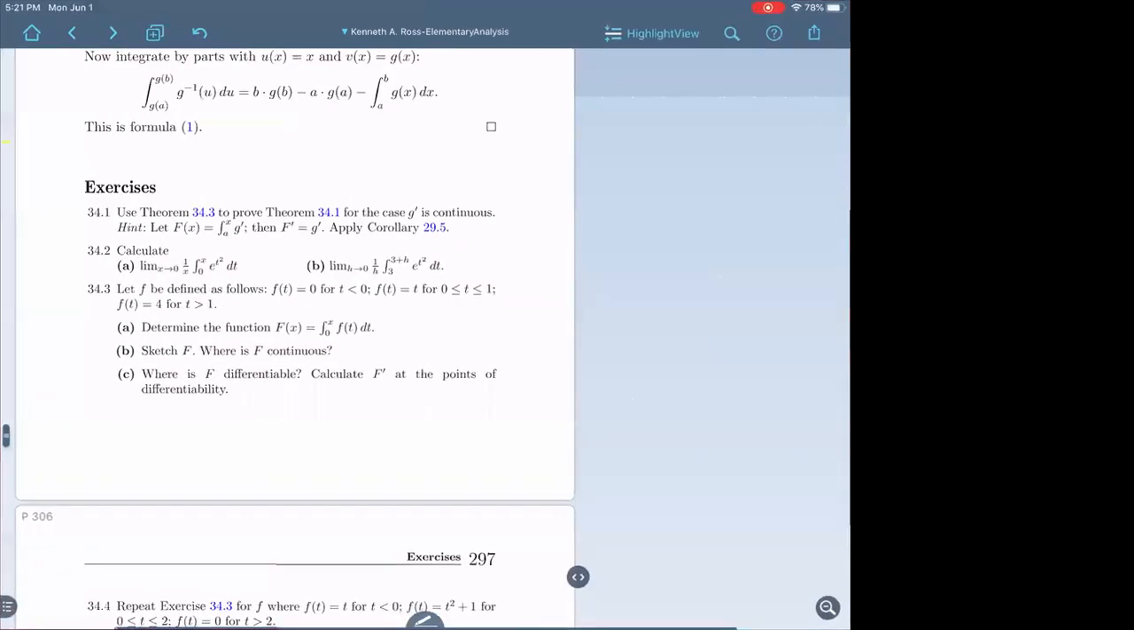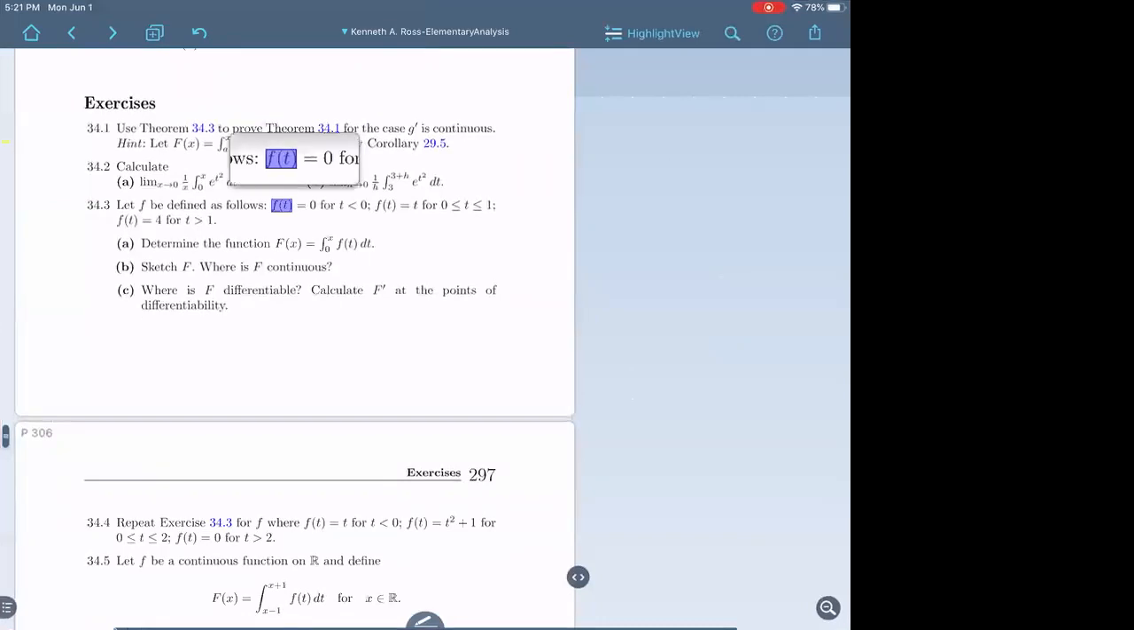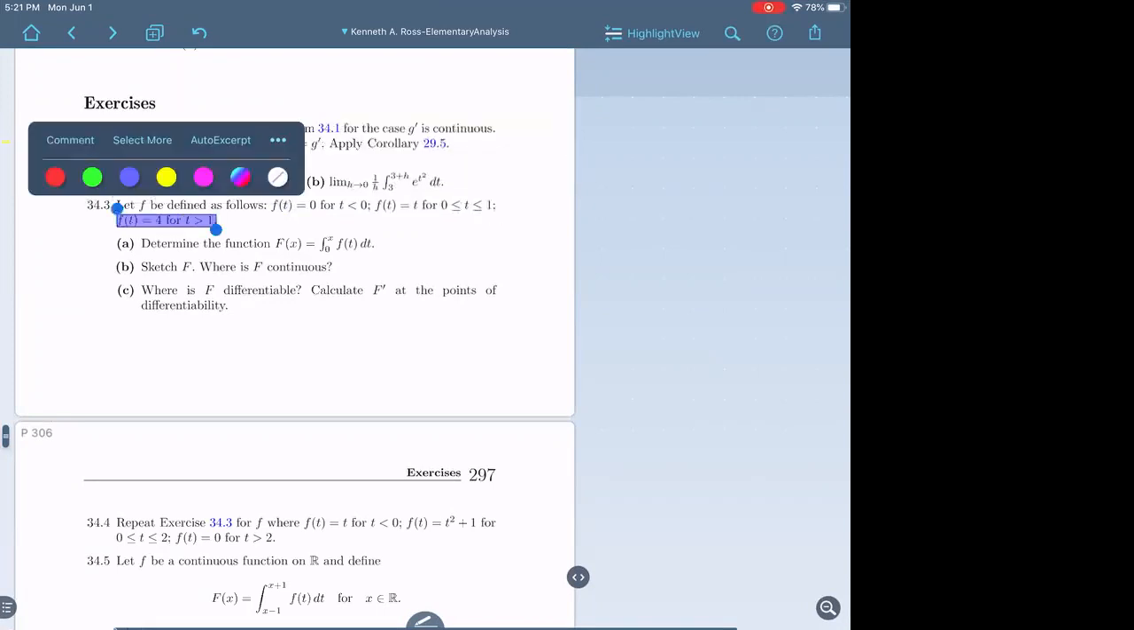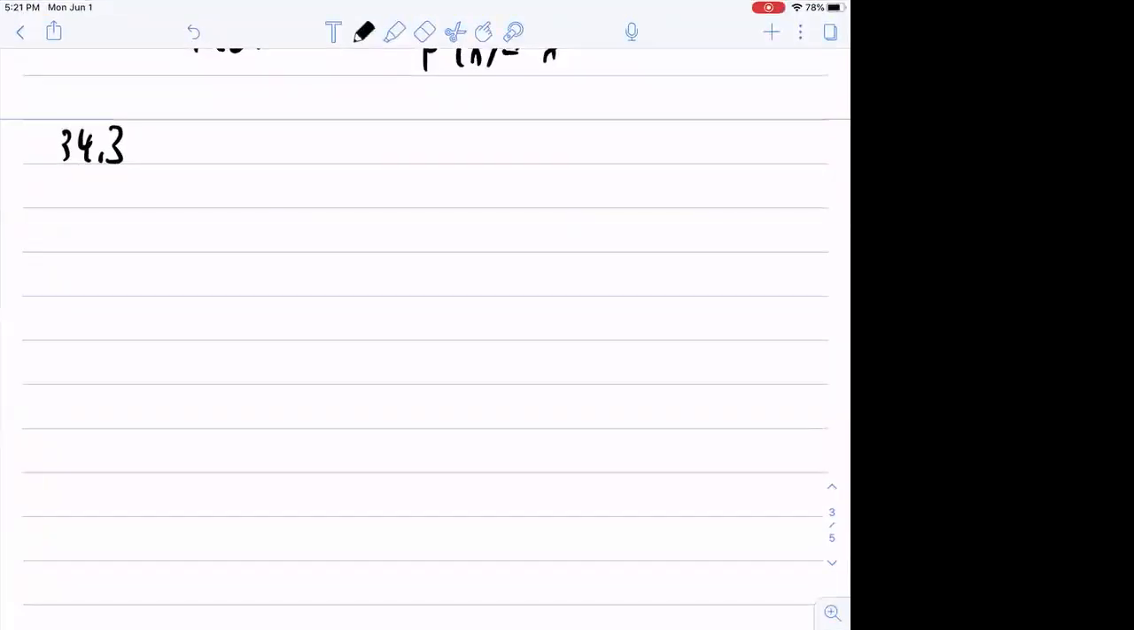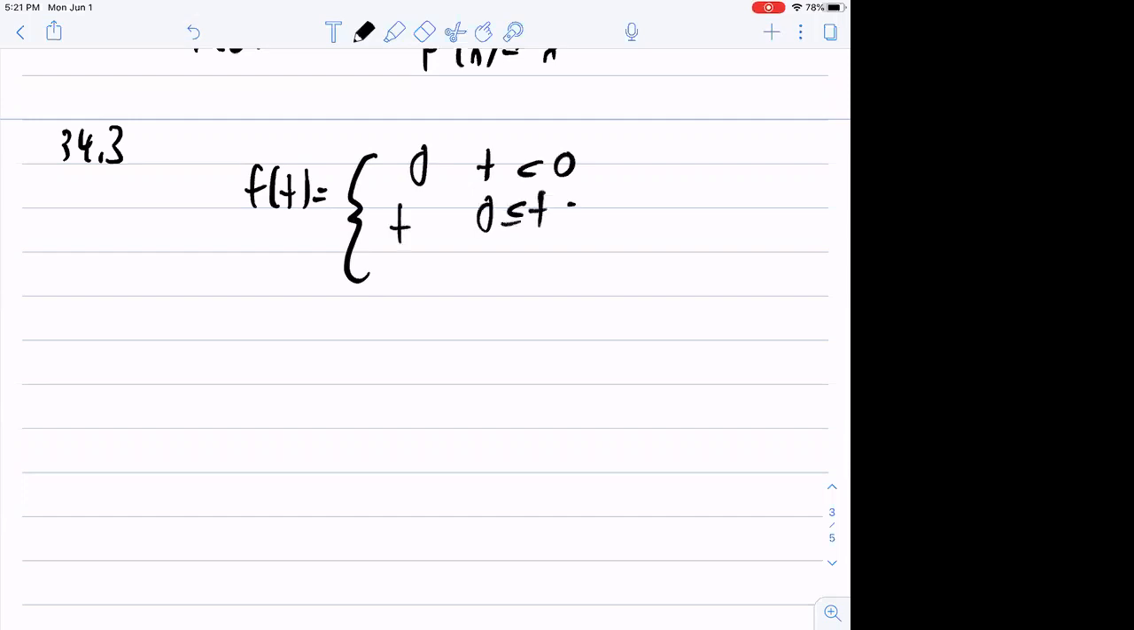So let's do 34.3. So we have that f of x, okay, take it back. I need to define what f of t is. So f of t is 0 for t less than 0, t for 0 less than or equal to t less than or equal to 1, and 4 for t bigger than 1, right?